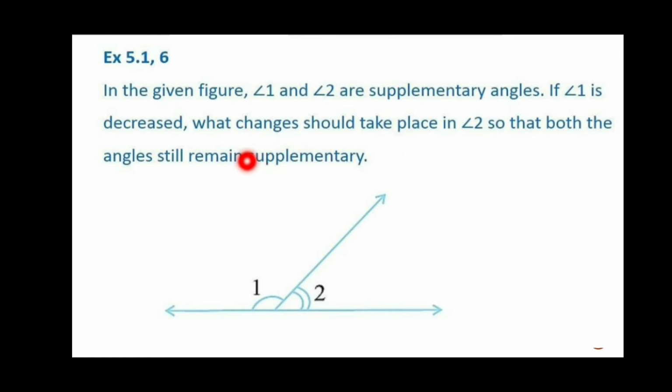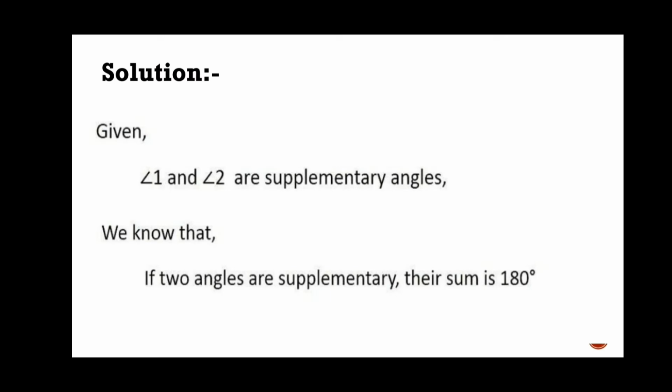Understand this question. If angle 1 is decreased, suppose this angle 1 is shifted to this side, it means the value of angle 1 will decrease. What changes should take place in angle 2? What effect will there be if we decrease angle 1? But the condition is given, the angles should remain supplementary. So let's see the solution.